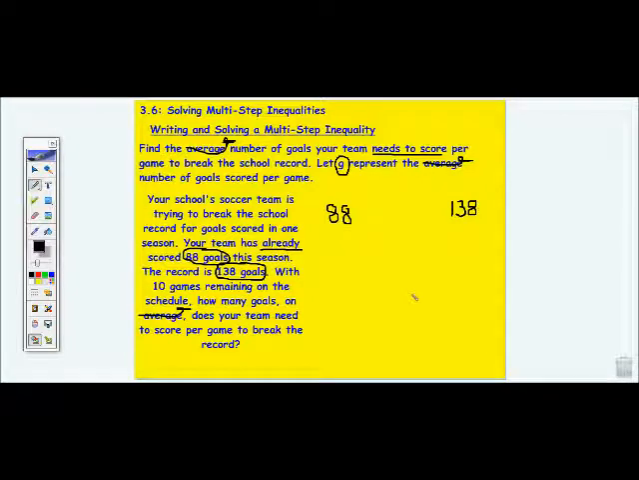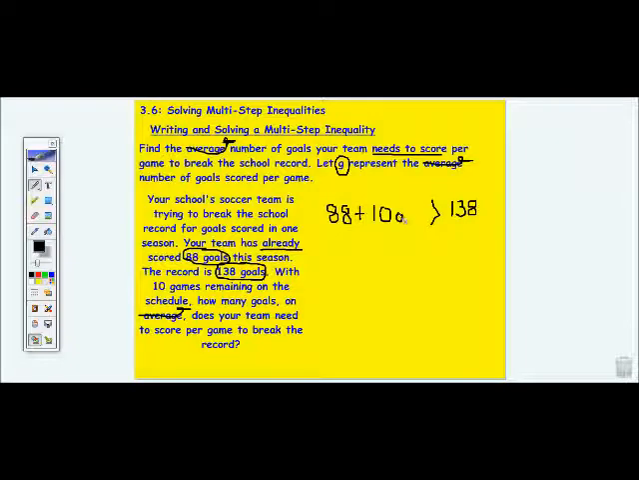Those will not change. Now, it says that we want to beat the record, and since the record is 138, we want our goals on the left-hand side here to be larger. So I'm going to say they have to be greater than. So 88 goals is what we have already, and we need to figure out how many goals, G, our variable, we need per game. So 88 plus the remaining games, there's 10 of them, and in each of those 10 games, we need to earn goals.